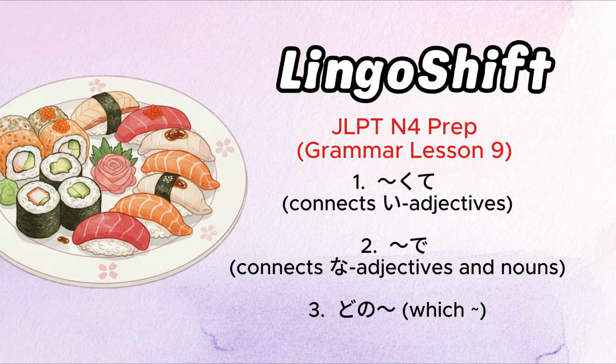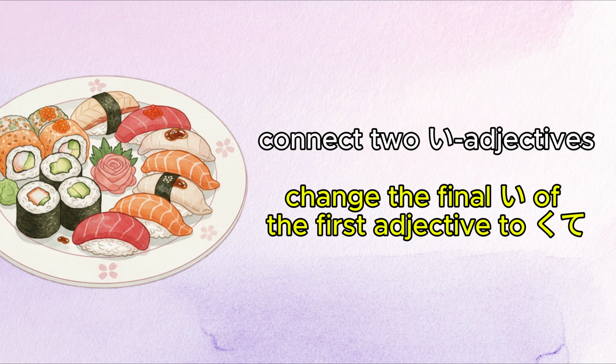Today, we will learn how to connect adjectives and nouns to make longer, more descriptive sentences. First, let's learn how to connect two I-adjectives. To do this, you change the final い of the first adjective to くて.